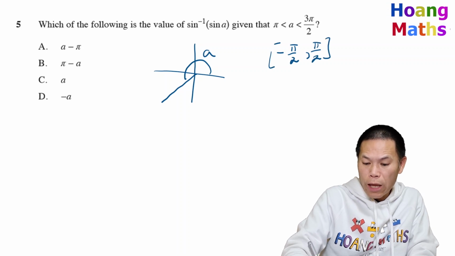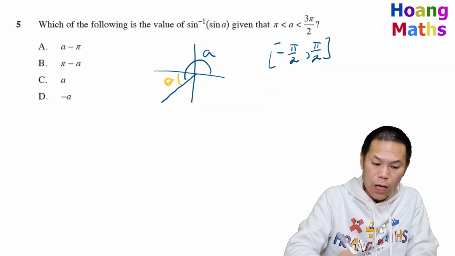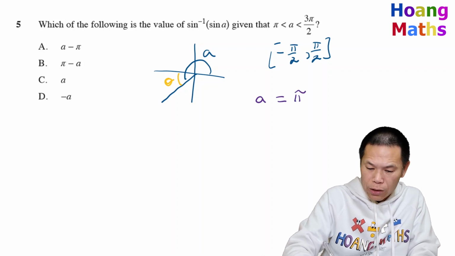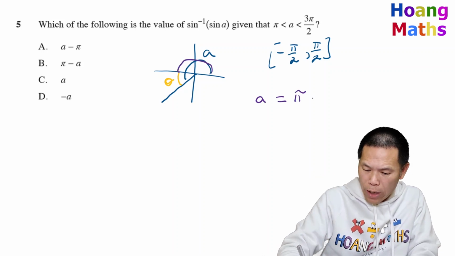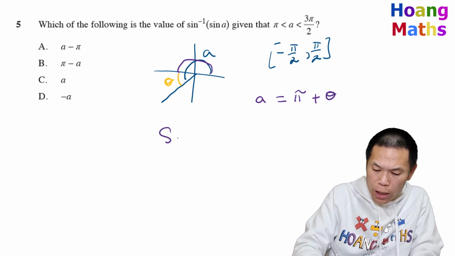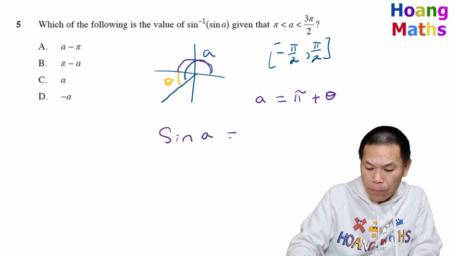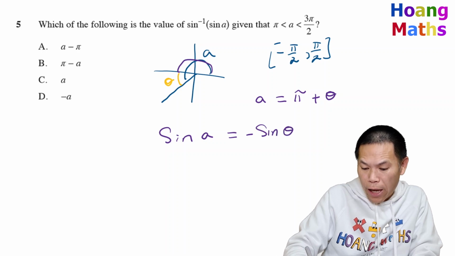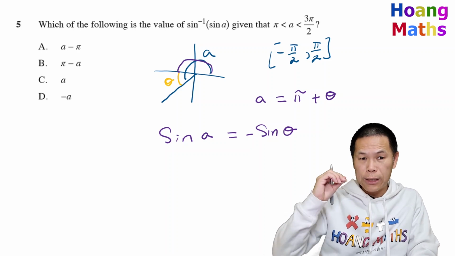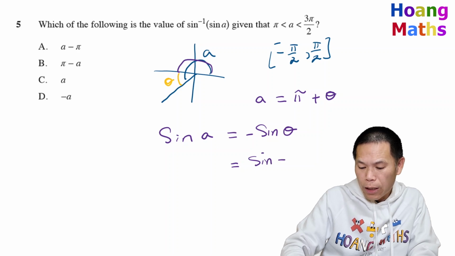So if you think about it, let's say this angle theta is here. Then A will equal pi, 180 degrees or pi if you wish, plus theta. So this means that sine of A, which is in the third quadrant, is exactly the same as negative sine of angle theta. And we know that negative sine of theta is equal to sine of negative theta.